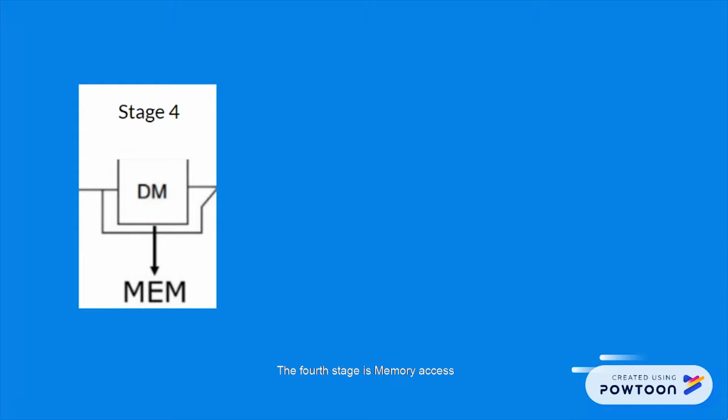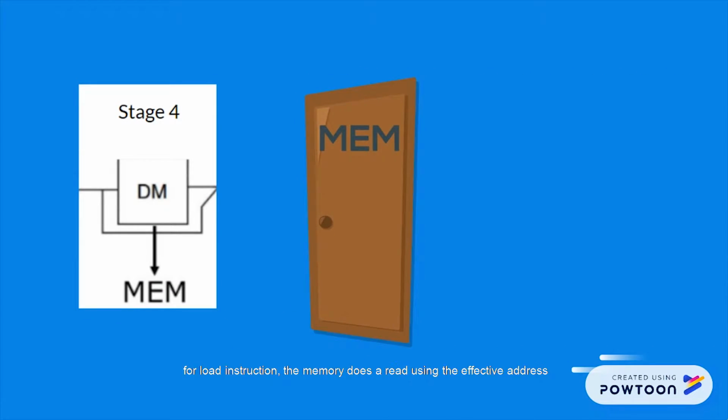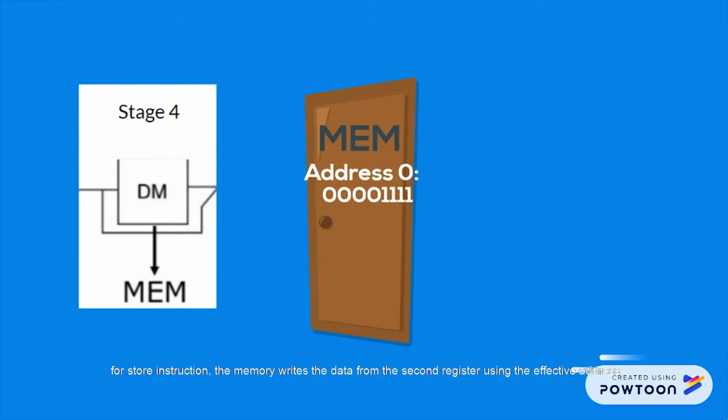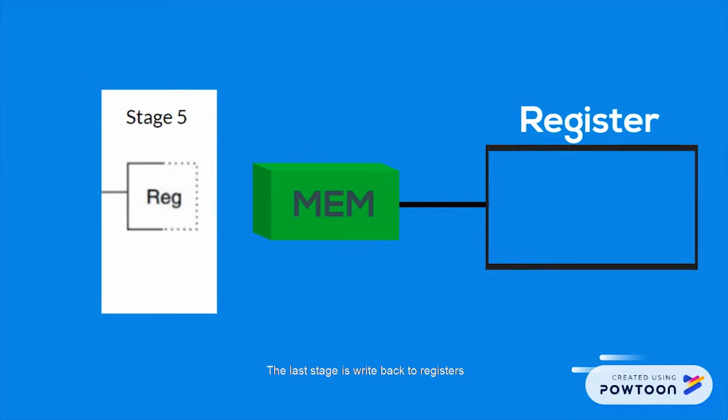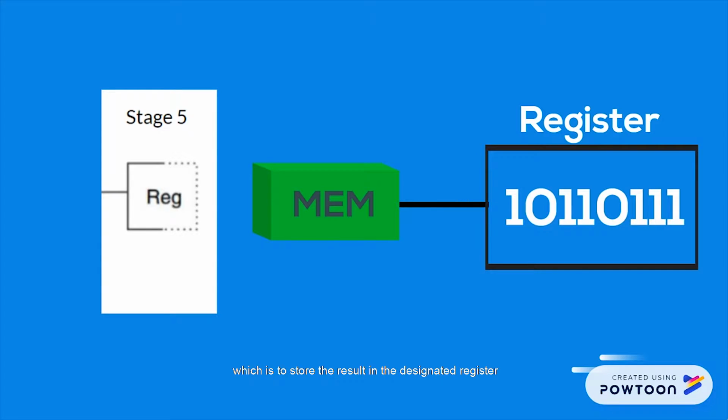The fourth stage is memory access. For a load instruction, the memory does a read using the effective address. For a store instruction, the memory writes the data from the second register using the effective address. The last stage is write back to registers, which is to store the result in a designated register.